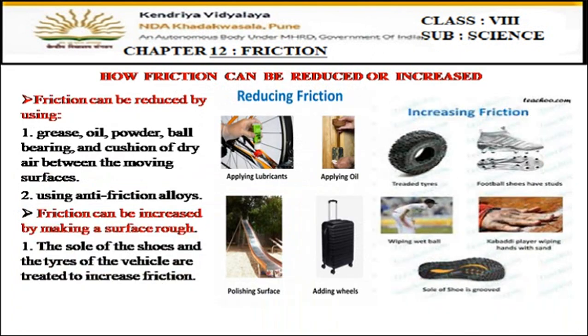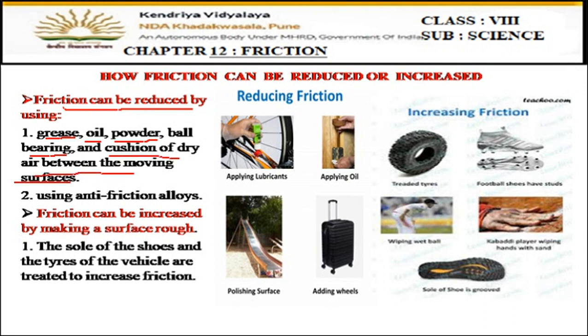Now let's see how friction can be reduced or increased. If we want to increase the friction, then how, and if we want to decrease the friction, then how is it possible? So let us first see how friction can be reduced. If the friction is more and we want to reduce it, then we can use grease, oil, powder, ball bearings, cushions of dry air between the moving surfaces.